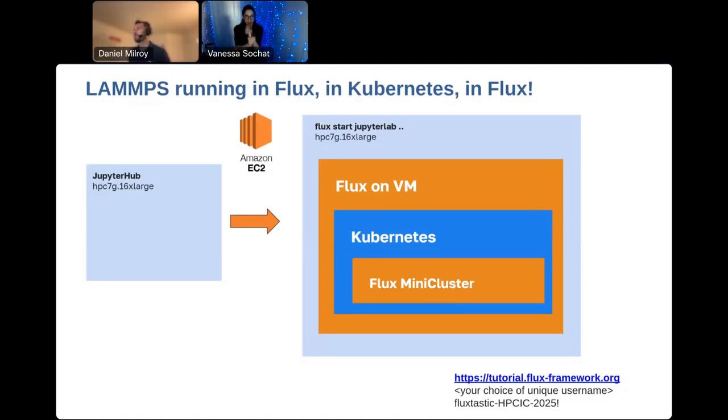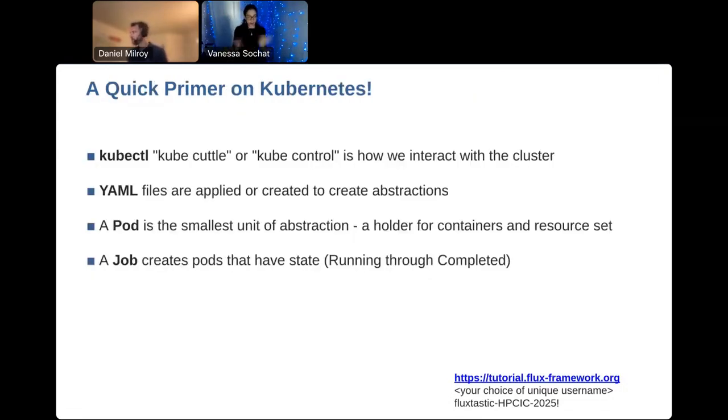So we have Flux in Kubernetes, in Flux, and then in there, that's where you're running lamps. This is the ultimate turducken, folks. And if you don't know what a turducken is, we have a link to teach you all about turduckens on Wikipedia in the tutorial. I realize that not everyone knows what that is.